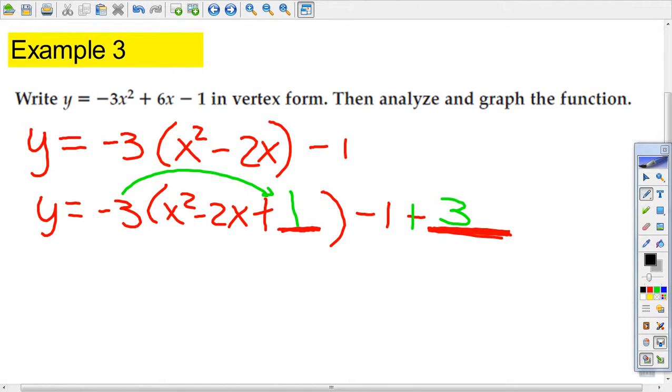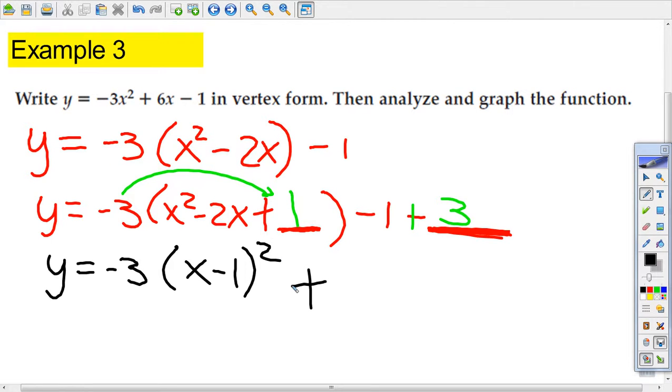Now I can factor this stuff. So this stays as y equals -3, and then times parentheses. Half of -2 was -1. So this is x minus 1 parentheses squared. And then the -1 plus 3 makes +2.